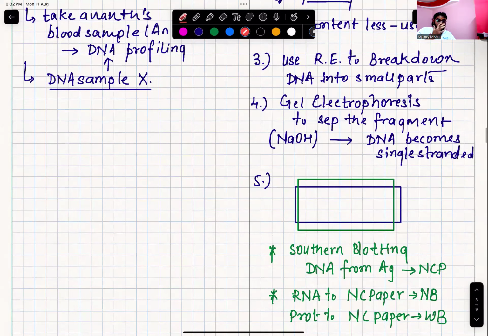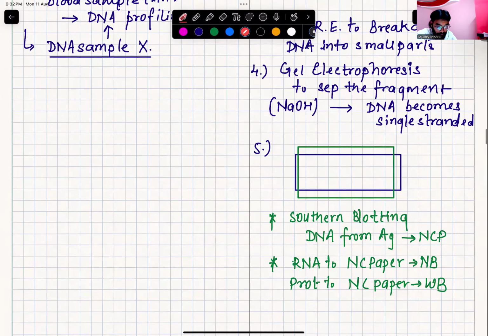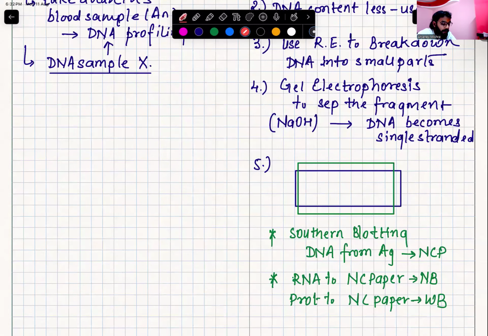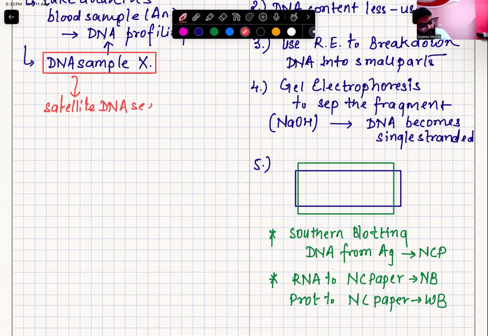Now, what you have to do is, you have to take the DNA from sample X. This is your DNA sample X, the one which was found in the crime scene. And you have to find out the satellite DNA sequence of this DNA.